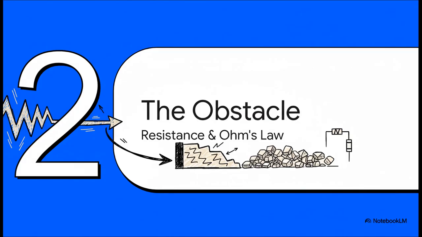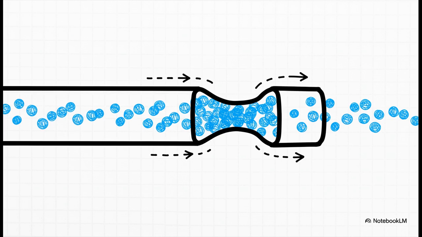All right, so we've got charge flowing. But here's the thing. That flow is never a perfectly smooth ride. It always runs into some kind of obstacle, some kind of pushback. And that opposition, we've got a name for it: resistance. Let's go back to our water pipe. Resistance is like a section of that pipe that suddenly gets really narrow and all clogged up, right? It just makes it way harder for the water to squeeze through.